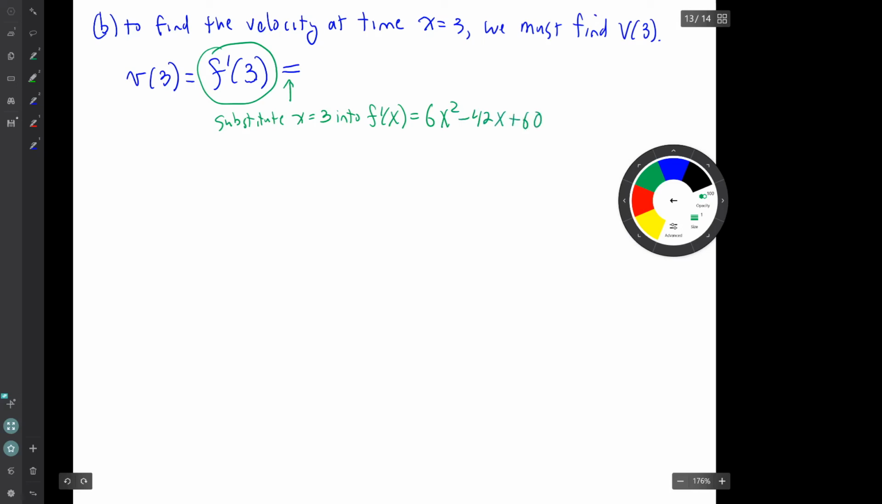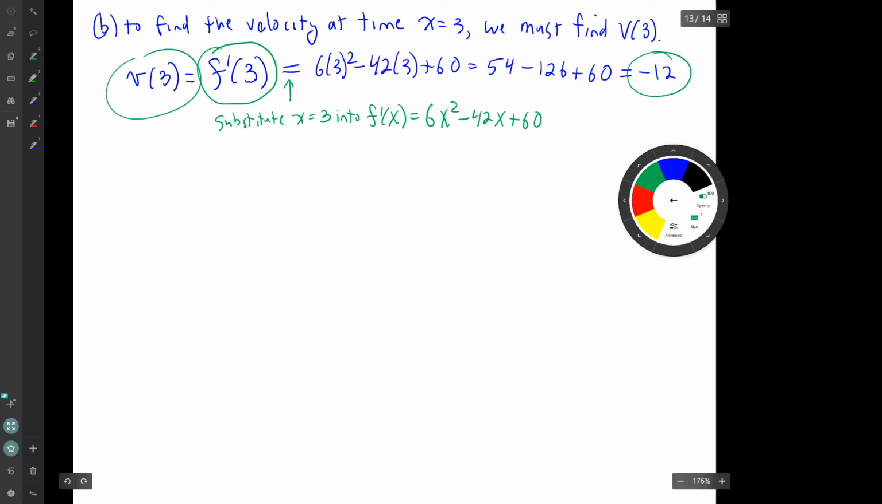So our formula for f prime of x is 6x squared minus 42x plus 60, so we have to substitute x equals 3 into that. So the velocity at time 3 is the number negative 12. Now with units, that would be minus 12 meters per second. That means that the object is moving backwards at time 3. It's moving backwards with a speed of 12 meters per second.